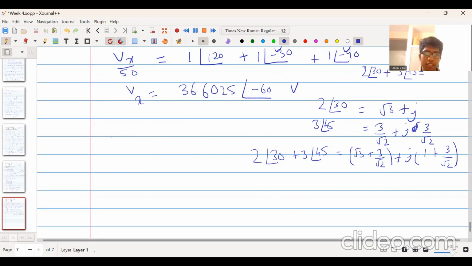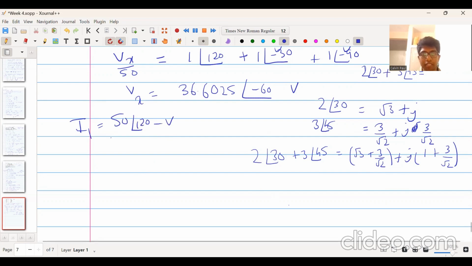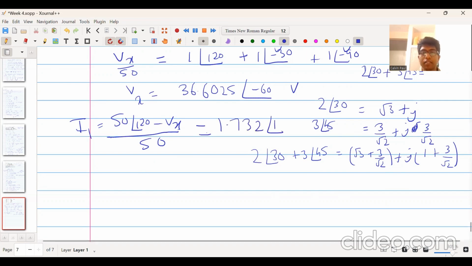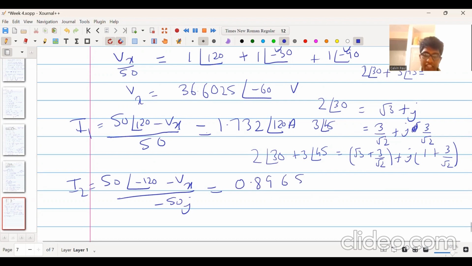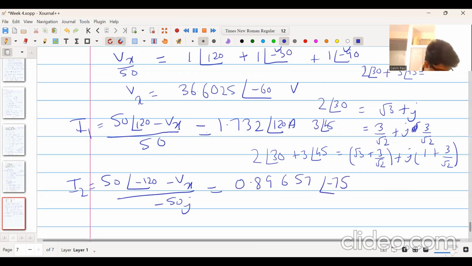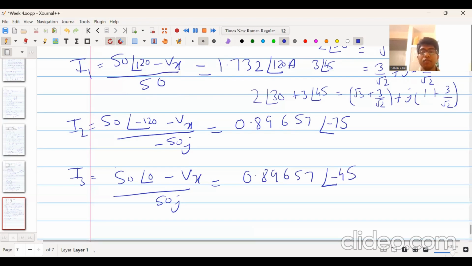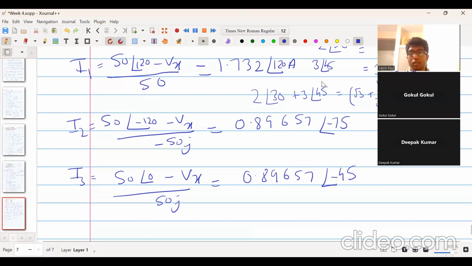So I1 will be given by 50 angle 120 minus Vx upon 50. When we substitute the value of Vx, we will get 1.732 angle 120 ampere. Similarly, I2 is equal to 50 angle minus 120 minus Vx upon minus 50J, and when we solve it we will get 0.89657 angle minus 75. Similarly, I3 is equal to 50 angle 0 minus Vx upon 50J, and we get 0.89657 angle minus 45. All right? Yes sir.